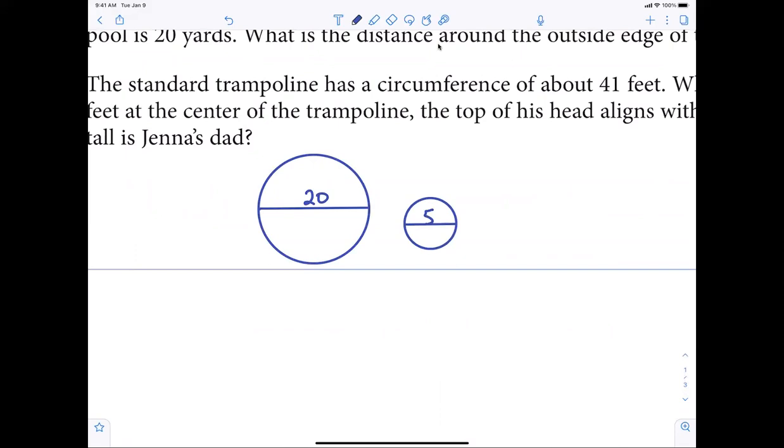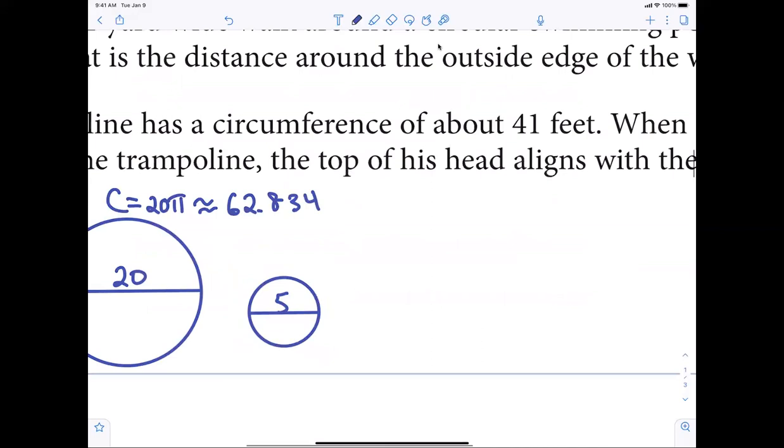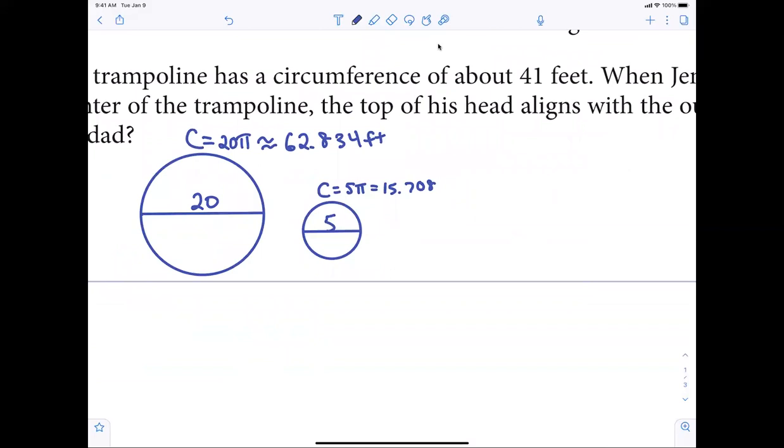So I need you to tell me, how do I find the circumference of the big circle? Okay. What would that be? Then you do 20 times pi. And I want to know what that is approximately. 62.832. Good. And I'm trying to measure what they measured in feet. All right. Now, what's the circumference of the smaller circle? 15.708. Okay. So now, what's the difference?